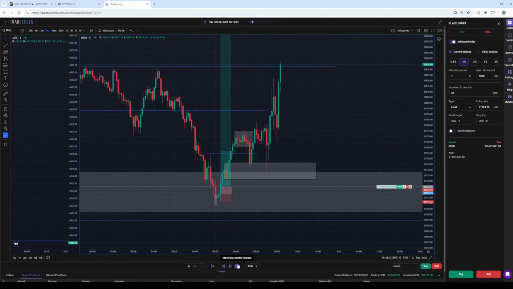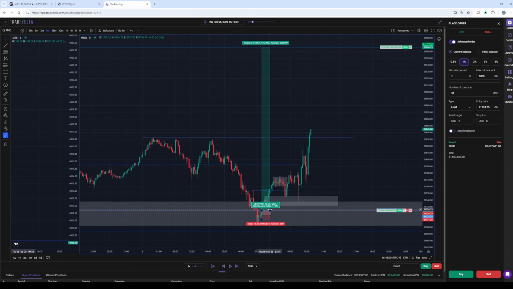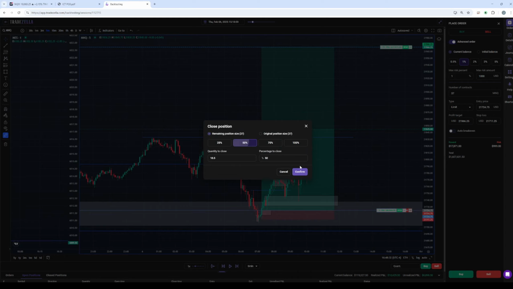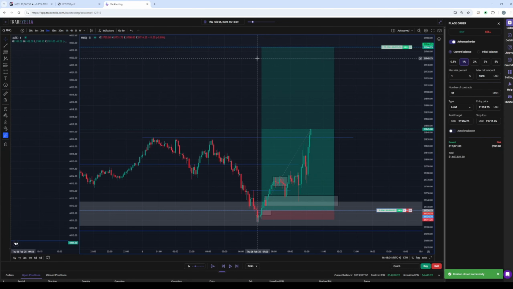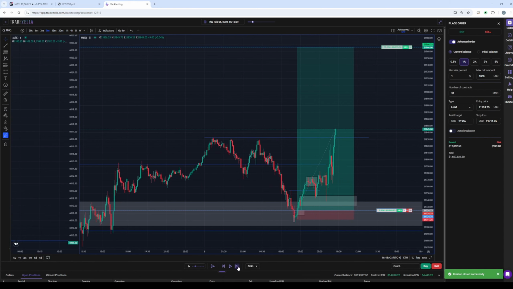Then we get that strong move to the upside. We take out our first target. All right, so let's drag this across. Let's close half of this position. All right, and we're already up 1 to 8. Full target is 1 to 18. Let's see.